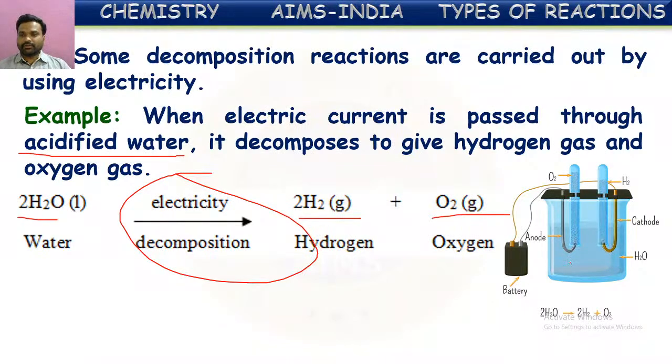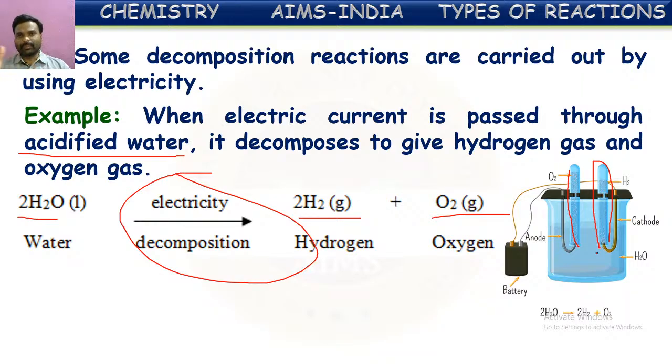So here water, or acidified water, is taken, two electrodes are inserted, and electricity is passed into the container. Then the water present in this container splits into hydrogen and oxygen. Oxygen is collected into one test tube, and the hydrogen gas is collected in this test tube. So what is happening here? Water is splitting up into two simpler substances.